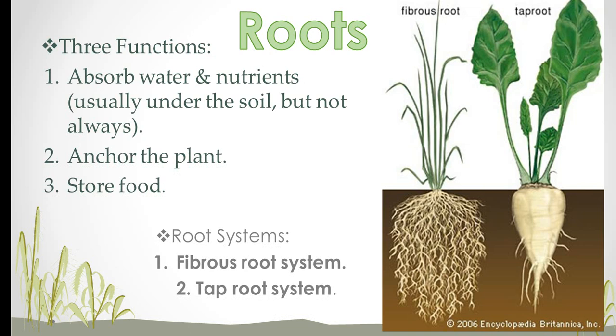And once again, you can see our root systems are divided there into the fibrous and the tap. And can you remember which is which? Which one's monocot and which one's dicot? You can actually look at those leaves and tell pretty easily, right? Taproot is the dicot.